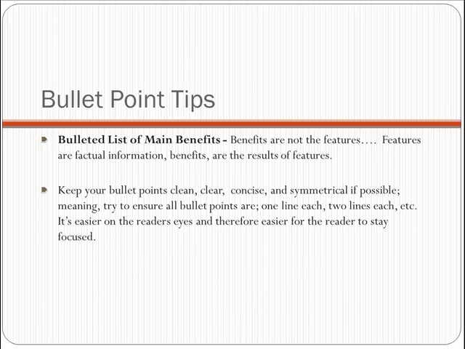Keep your bullet points clean, clear, concise, and symmetrical if possible, meaning try to ensure that all your bullet points are one line each or two lines each, etc. Up here where we're talking about the bullets, we've got them on two lines. So if you wanted to keep the next bullet point on two lines, the next one down would be two lines, or three lines or one line, whatever. Try to keep them symmetrical, but make them nice and clean and clear, right to the point. It's easier on the reader's eyes, and therefore easier for the reader to stay focused. You want them to be able to read it very easily.